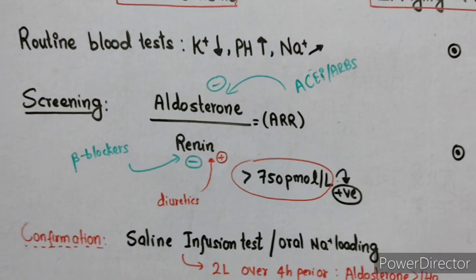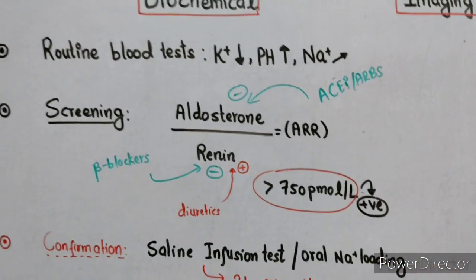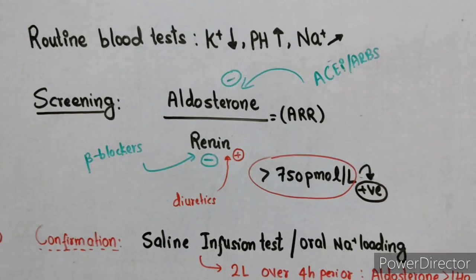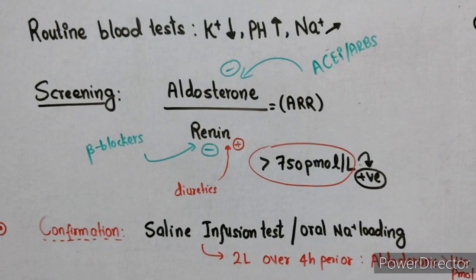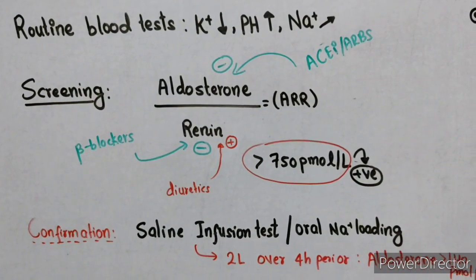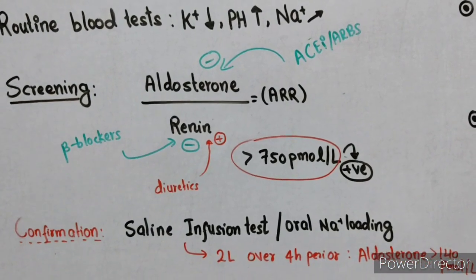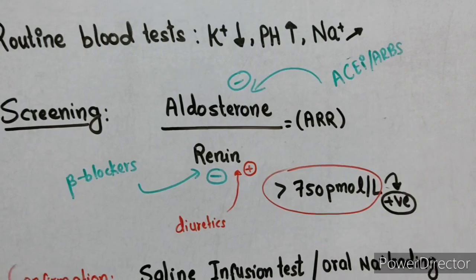So if the patient is taking antihypertensive drugs, then these drugs may interfere with this ratio and show a false positive or false negative result. That's why we should avoid these antihypertensive drugs for at least 4 weeks, and then screening is done. If again screening is positive, then it is positive.